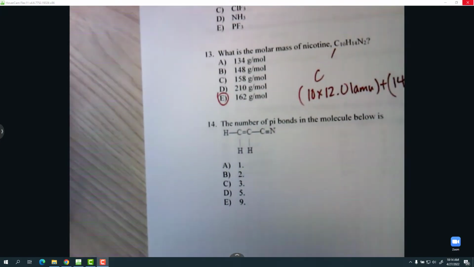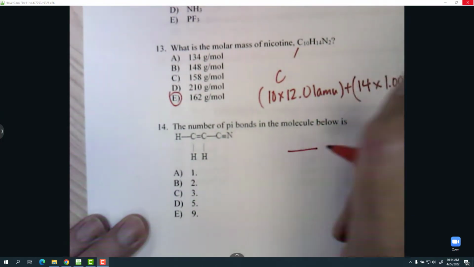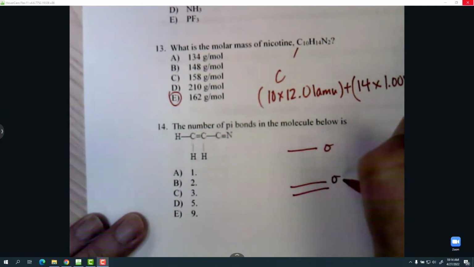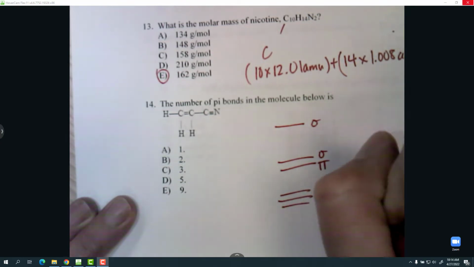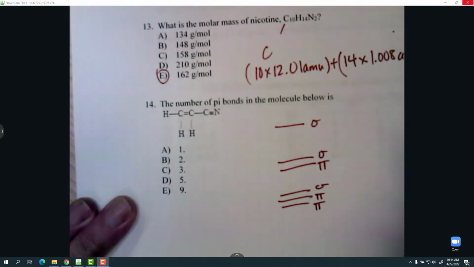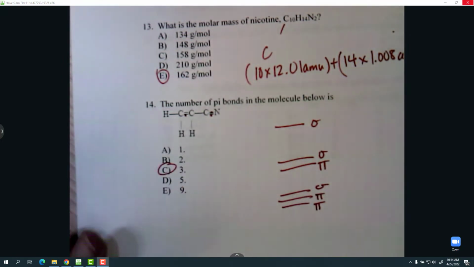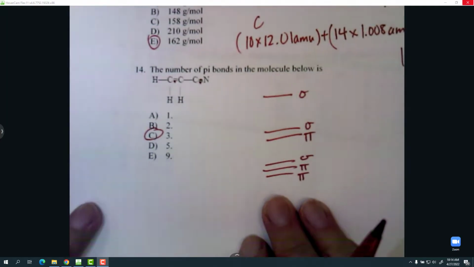All right, the number of pi bonds in the molecule below. Remember, the first of a set is a sigma. And so a double bond has 1 sigma, 1 pi, and a triple bond has 1 sigma and 2 pi. So I've got a double and a triple, so I've got 3.